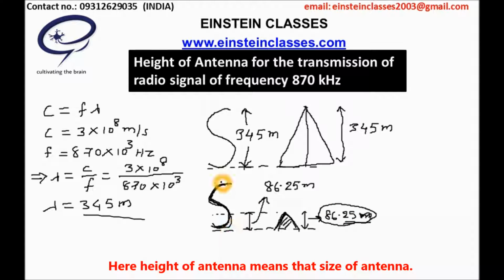The wavelength of this radio signal is 345 meter and 1/4 of the wavelength will be 86.25 meter. That means this one is 1/4 of the wavelength, right? Hence, to transmit the radio signal of frequency 870 kHz, we can build an antenna of height 86.25 meter. Now take another example. If a radio signal of frequency 10 megahertz is to be transmitted, then what will be the height of the antenna?